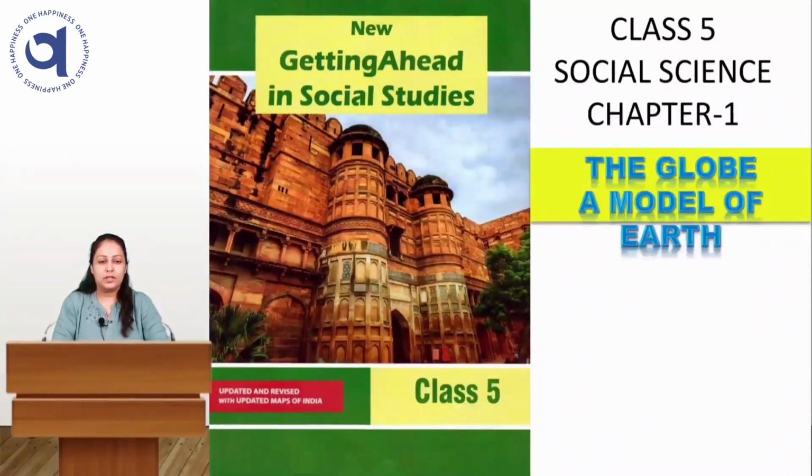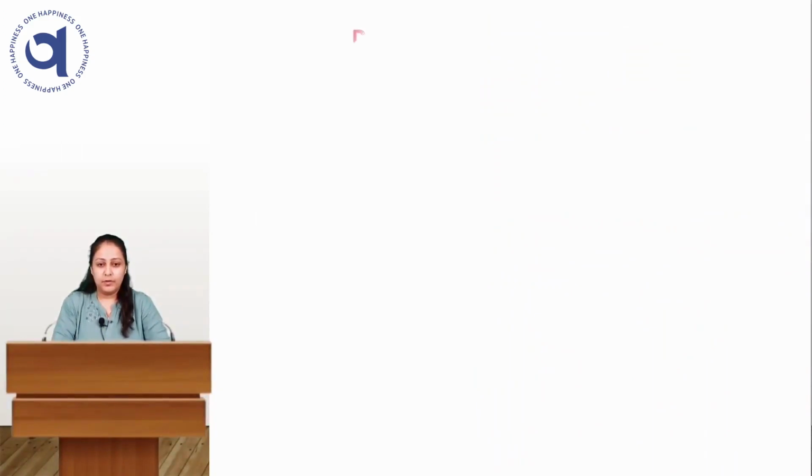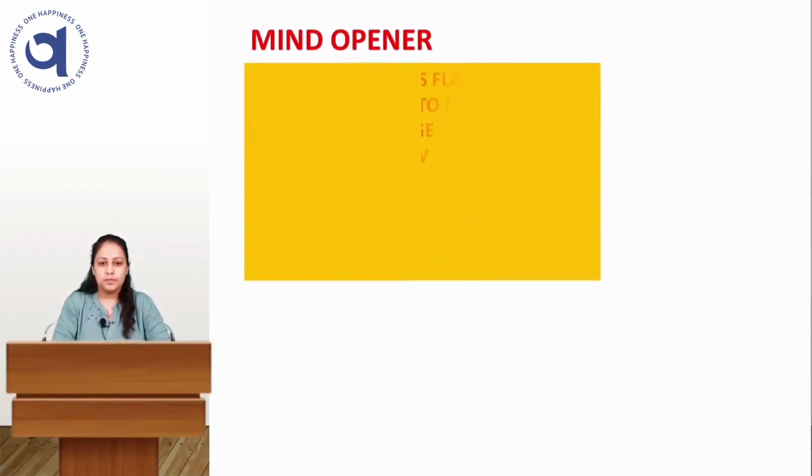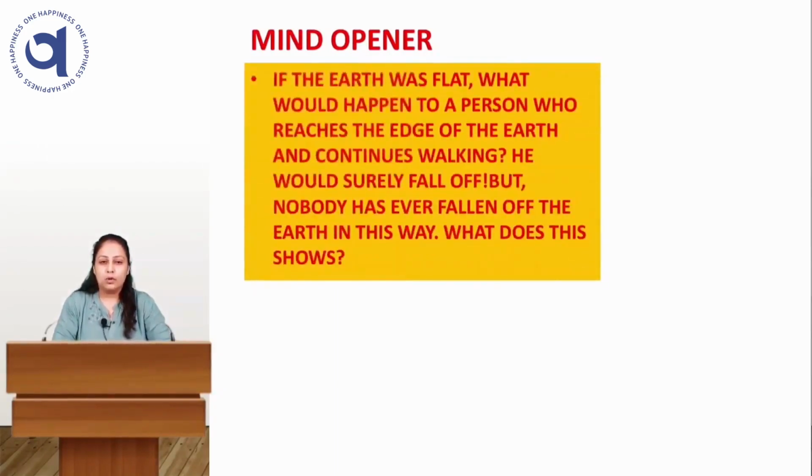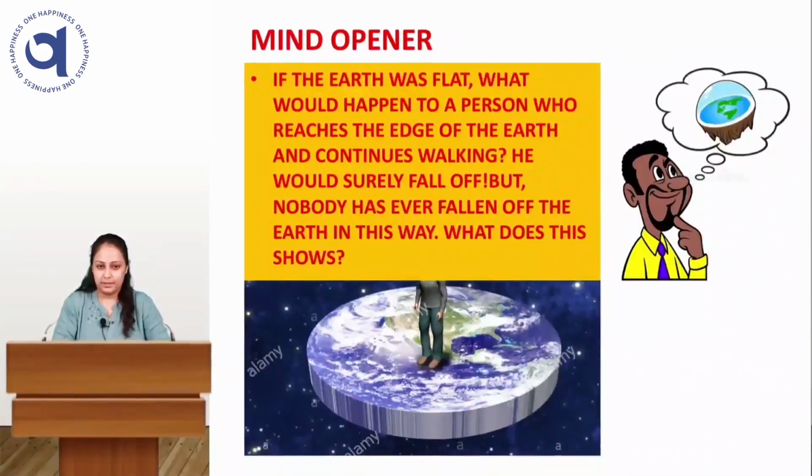Now, our chapter number 1 is the globe, a model of the Earth. Before starting the chapter, let us first of all learn about mind opener. What is there in mind opener? Long ago, if the earth was flat, what would have happened to a person who reaches the edge of the earth and continues walking? He would have surely fallen off. But nobody has ever fallen off the earth in this way. So what does this show? This shows that our earth is not flat.